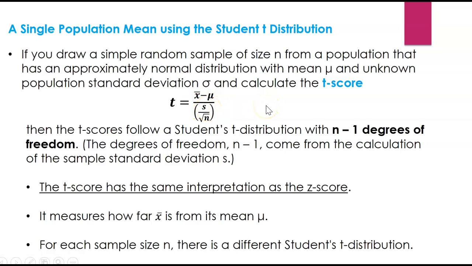With this, then the t-scores follow a student's t-distribution with n-1 degrees of freedom. The degrees of freedom, n-1, just come from the calculation of the sample standard deviation s. So essentially, n-1 is just the sample size minus 1. The t-score has the same interpretation as the z-score. It measures how far x bar is from the population mean mu. For each sample size n, there is a different standard student's t-distribution. The student's t-distribution, as we'll see, looks very similar to the normal distribution, and it behaves the same way.